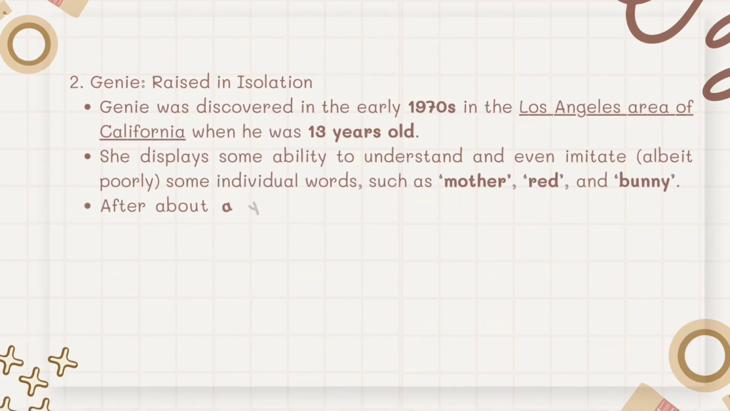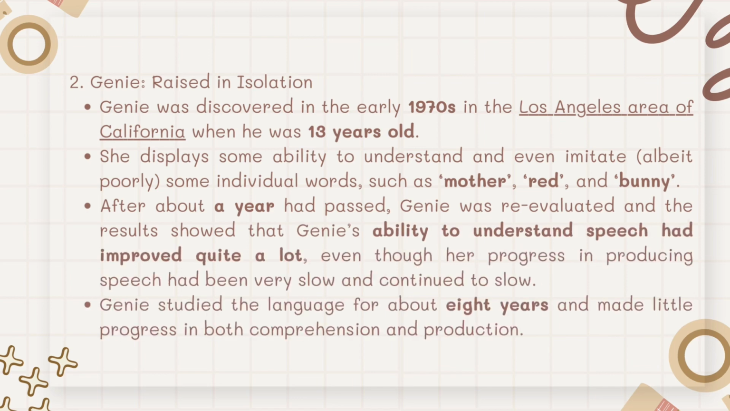The next case is Genie, raised in isolation. Genie was discovered in the early 1970s in the Los Angeles area of California when she was 13 years old. At the time of discovery, Genie was in poor condition and appeared to have no language. In contrast to Victor, she displayed some ability to understand and even imitate, albeit poorly, some individual words such as mother, rat, and bunny.